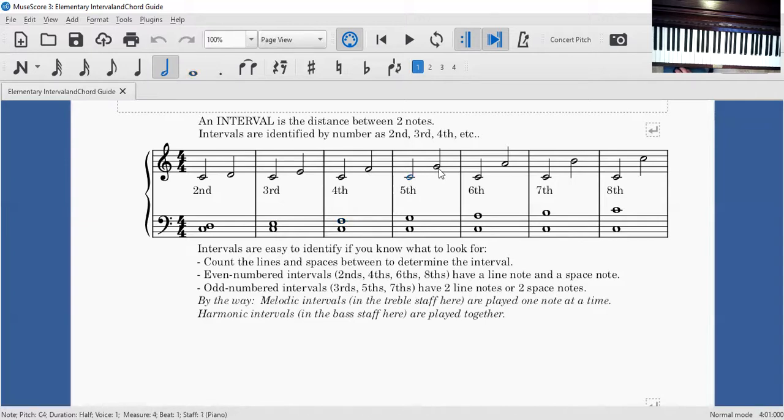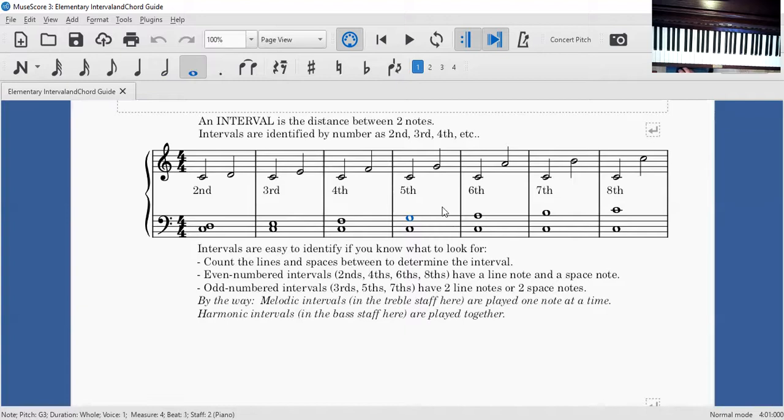Here's a fifth. C to G. Twinkle, twinkle, little star. In the treble clef, middle C and the G, that's a fifth above it, are both line notes. In the bass clef, the lower C and the G, that's a fifth above it, are both space notes. Check out that pattern. Odd numbered intervals, like thirds and fifths, have two line notes or two space notes.